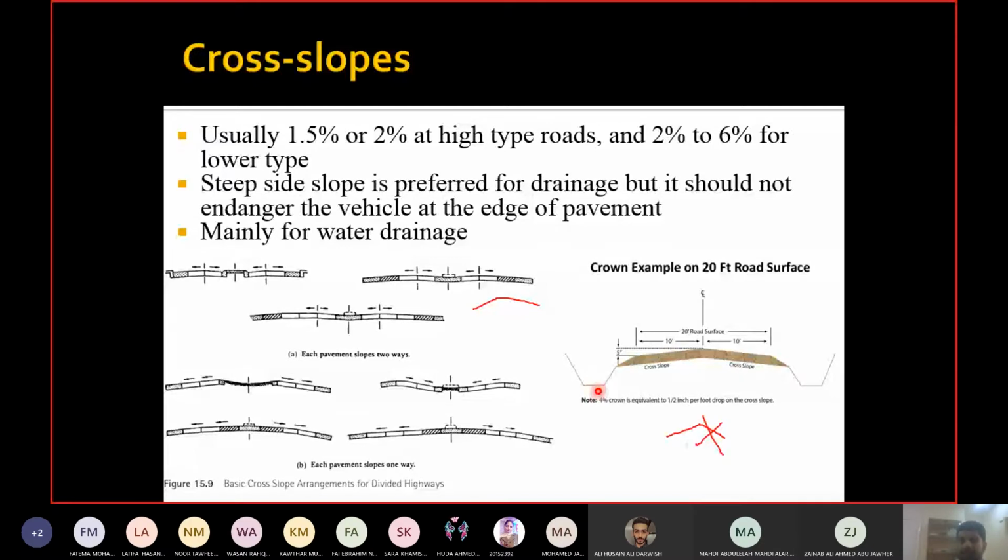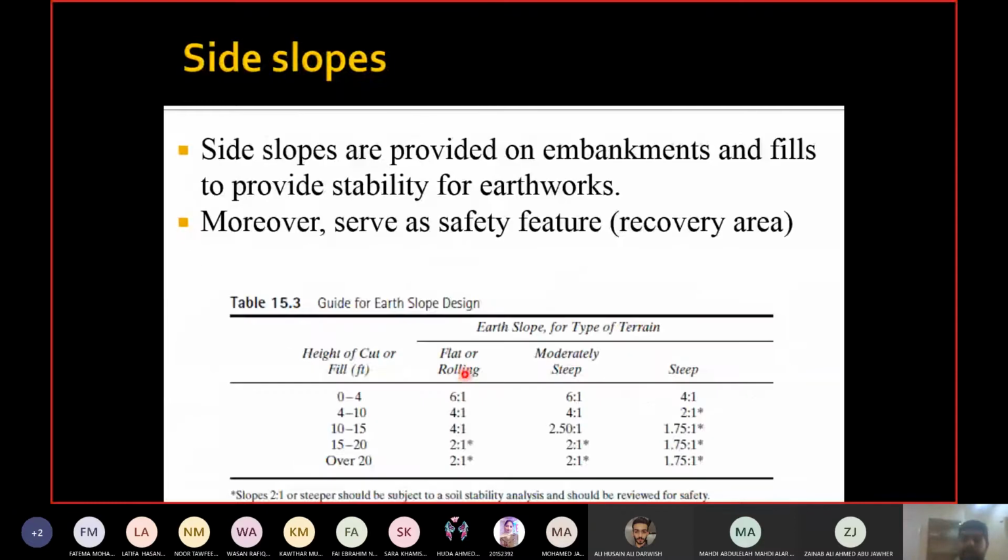Okay, so we try a steeper slope when the height of cut or fill is higher, so that the base required to fill up the difference in height will be less. So we are trying to minimize the width of the side slope. And then terrain, you see, when it is going from flat to steep, again the side slope is increasing.